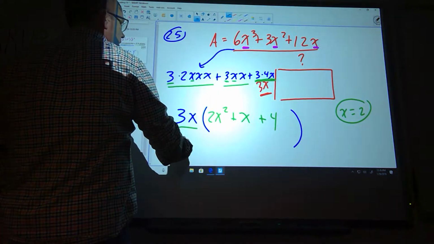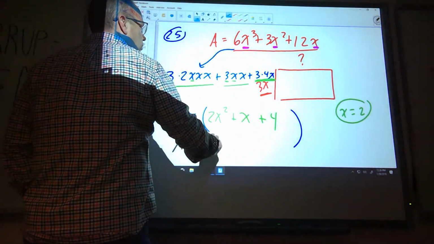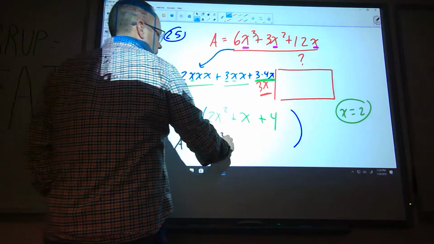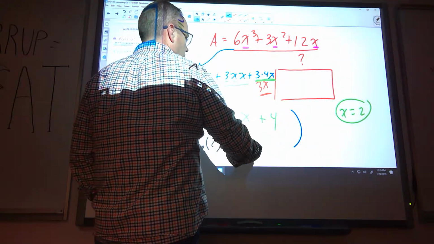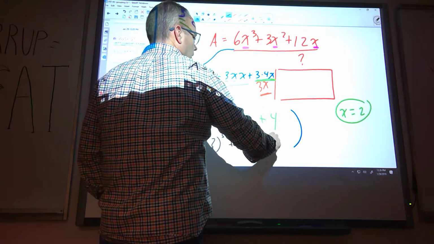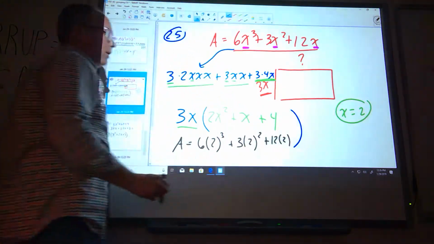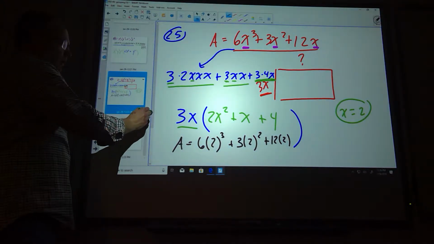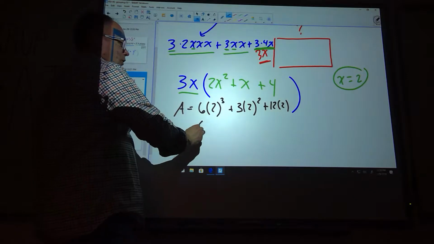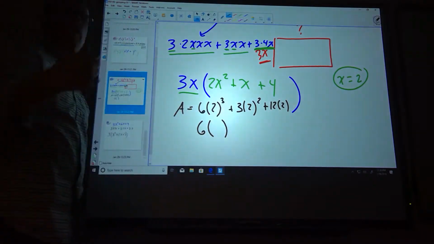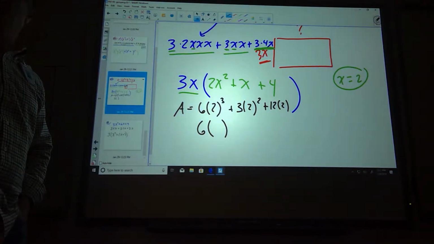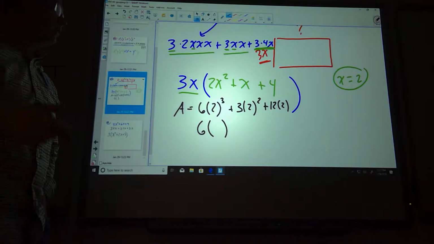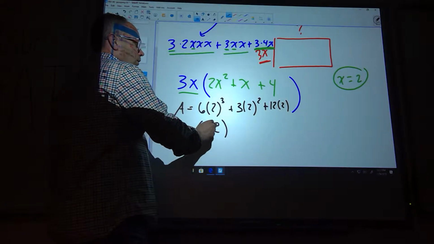So let's see. I have area equals 6 times 2 to the third, plus 3 times 2 squared, plus 12 times 2. Is that okay? Where those 2's are were x's. Then we have to do the math that goes along with it. What is 2 to the third power? That's 2 times 2 times 2. 2 times 2 is 4, times another 2 is 8.